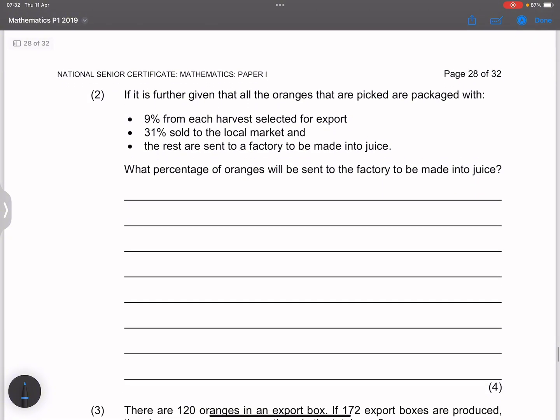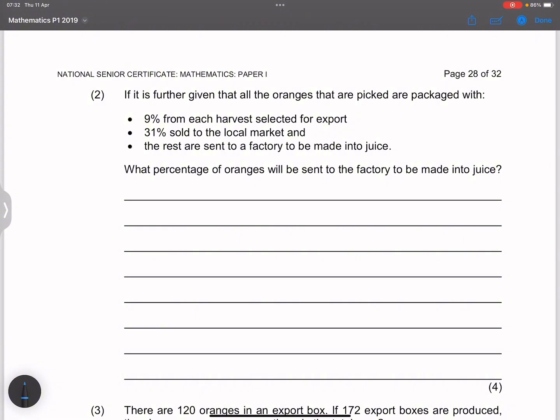They say if it is further given that all oranges that are picked are packaged with 9% from each harvest selected for export and 31% sold to the local market, right? So the rest are sent to a factory to be made into juice. What percentage of oranges will be sent to the factory to be made into juice?